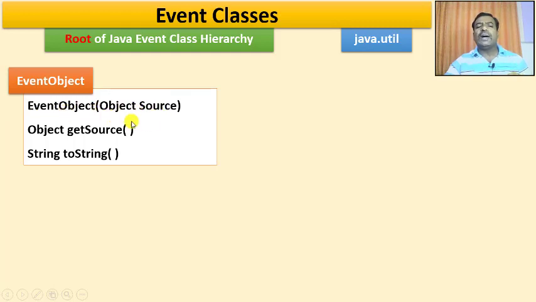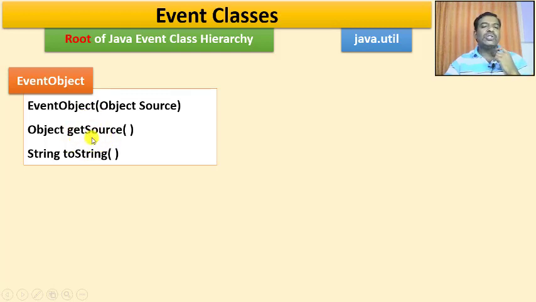Now if I talk about this event object, it is going to have a constructor which is going to accept an object source, and this is the source which is going to generate the event. When this source generates an event, we create an event object, and this class will accept the source reference, and from that source reference it is going to create an event object. And it is going to have two more methods other than this constructor.